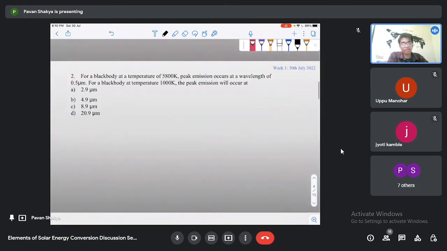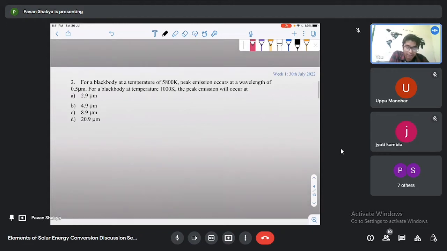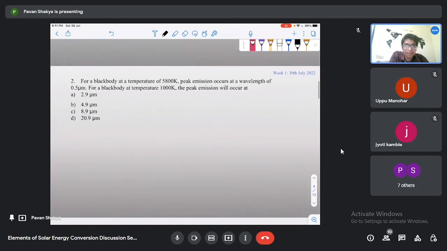The second problem is: for a black body at a temperature of 5800 Kelvin, peak emission occurs at a wavelength of 0.5 micrometer. For a black body at temperature 1000 Kelvin, the peak emission will occur at: there are four options, 2.9 micrometer, 4.9 micrometer, 8.9 micrometer and 20.9 micrometer. So I give you 1 minute. If you want to try, you can try. Otherwise I will solve this problem. And if you get the answer, you can write it in the comments.